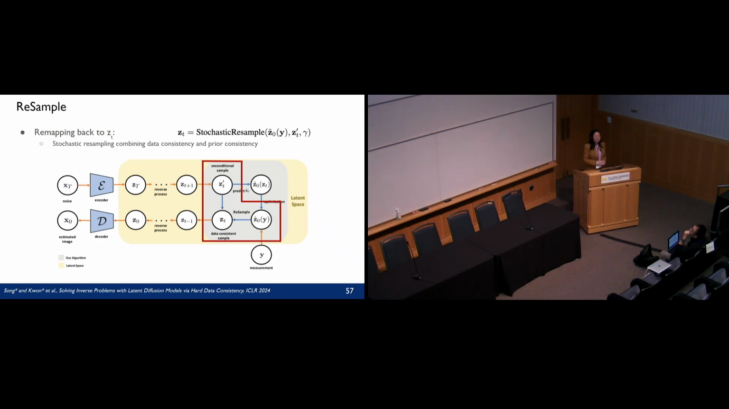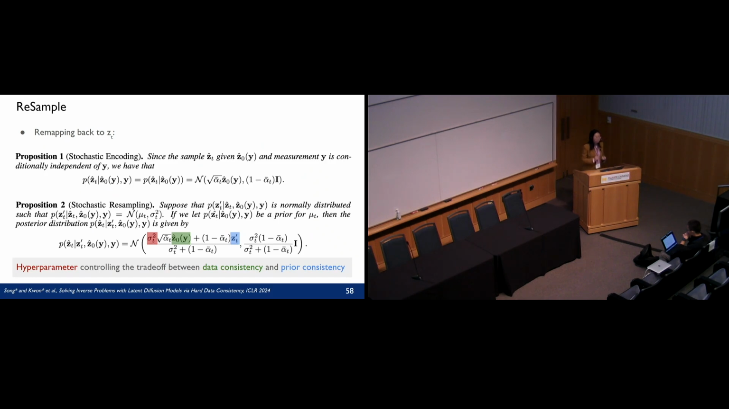So that is where we propose the stochastic resampling method, which tries to project the measurement-constrained latent code into the manifold at time step t, and then continue to the next step of the sampling process. The key idea here, compared to previous methods, is that we try to combine both data consistency and prior consistency. I will use one formula here to explain what that means. Previously, with the stochastic encoding process, we added noise based on the scheduler of the alpha, to get from the clean latent code to the manifold at time step t.